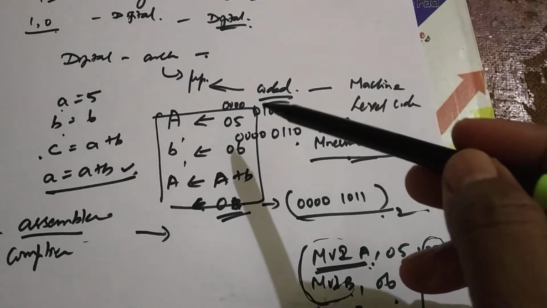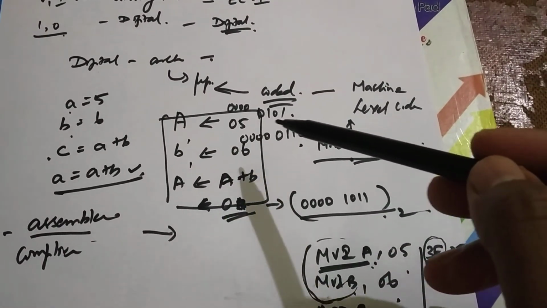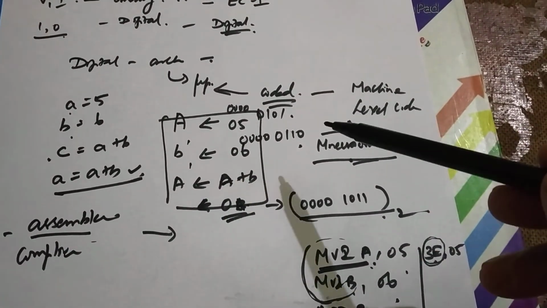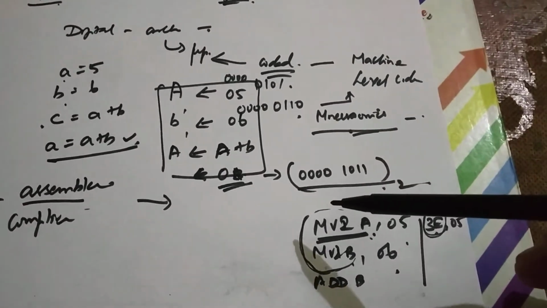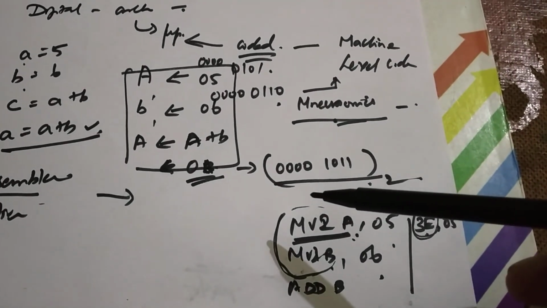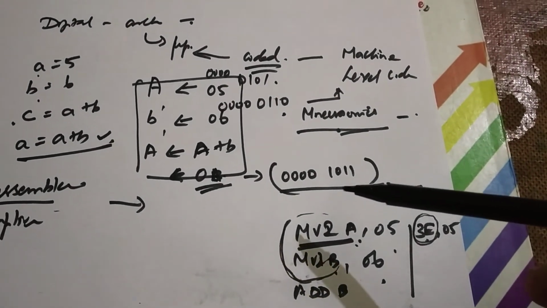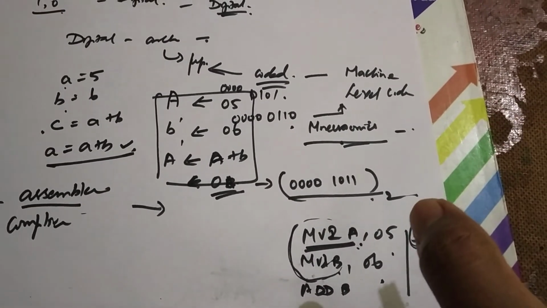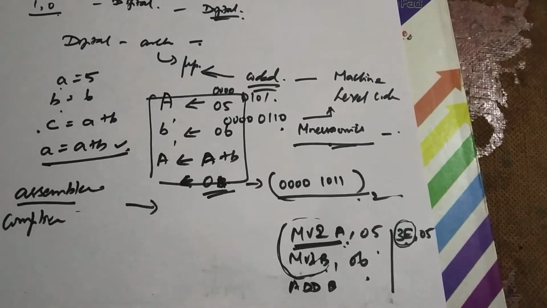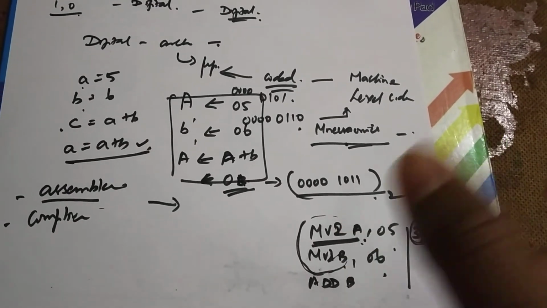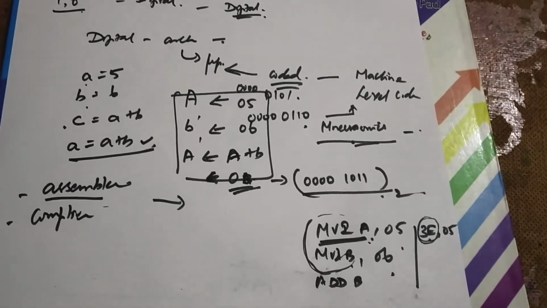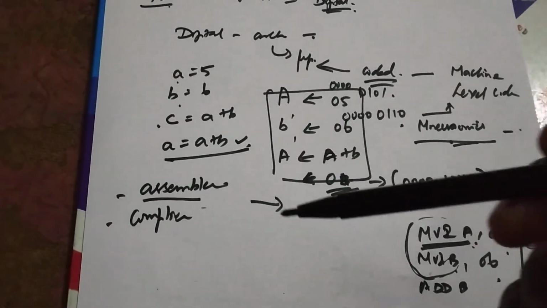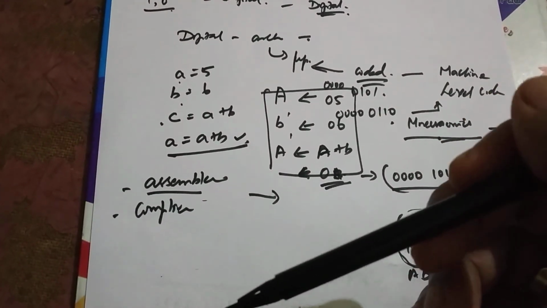Normally if it is 05, the pattern is 4 zeros, then 0, 1, 0, 1. When it is added, the pattern will be 4 zeros, then 1, 0, 1, 1. This cannot be remembered by a human if the bits go on increasing, and it cannot be interpreted easily. So the assembler and the compiler were introduced.